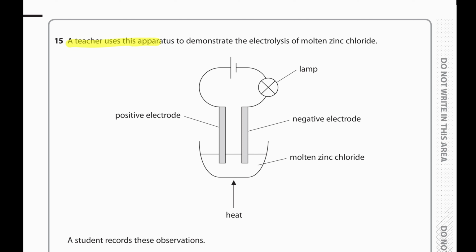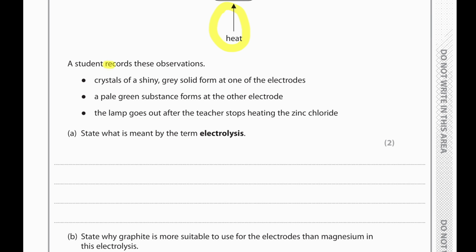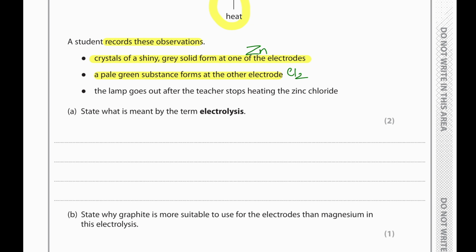A student uses this apparatus to demonstrate the electrolysis of molten zinc chloride. We can see there is a DC power supply, a lamp, positive and negative electrodes, molten zinc chloride, and a heat source to keep the zinc chloride molten. The student records these observations. Crystals of a shiny gray solid form at one electrode, so definitely that is zinc metal. A pale green substance forms at the other electrode, so definitely that's chlorine, as in chlorine gas, might be produced there.